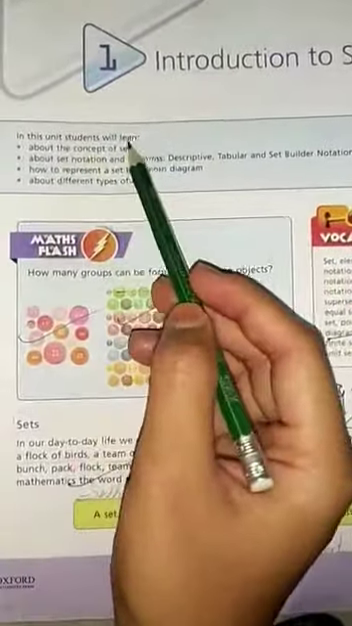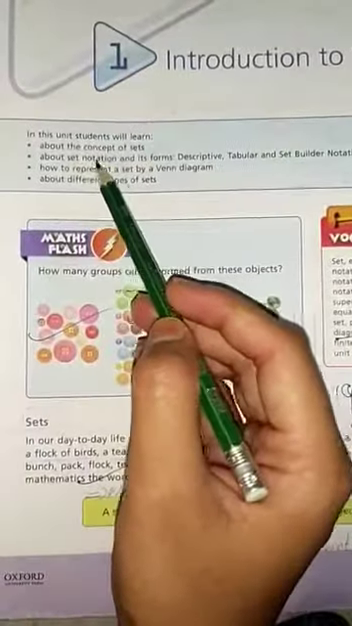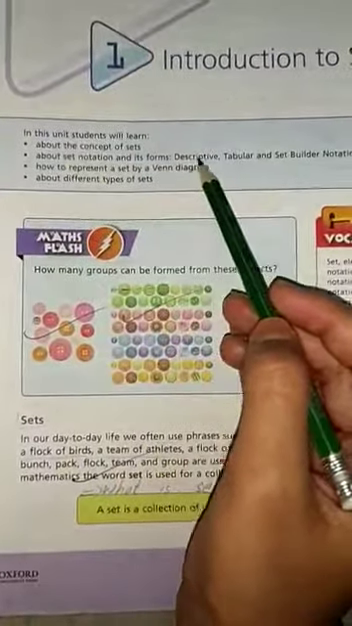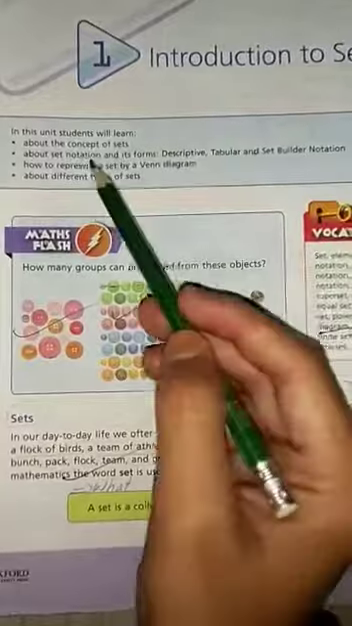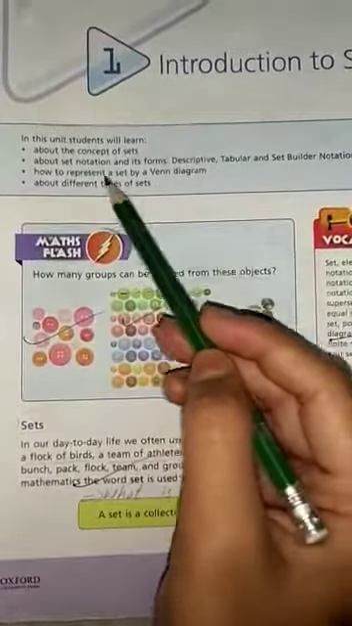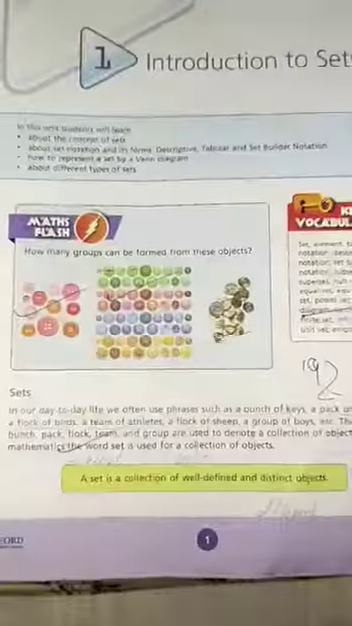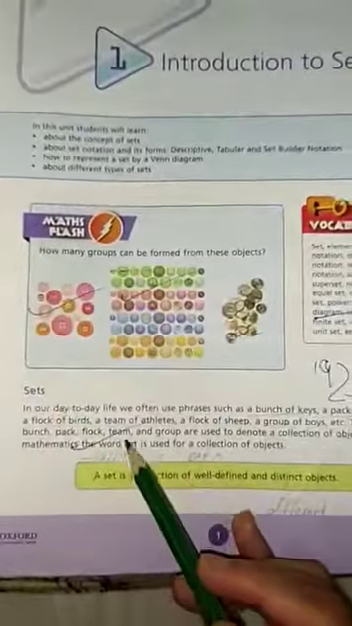In this unit, students will learn about the concept of sets, about set notation and its forms: descriptive, tabular, and set builder notation. How to represent a set by a Venn diagram, and about different types of sets. First topic is sets. What is a set?